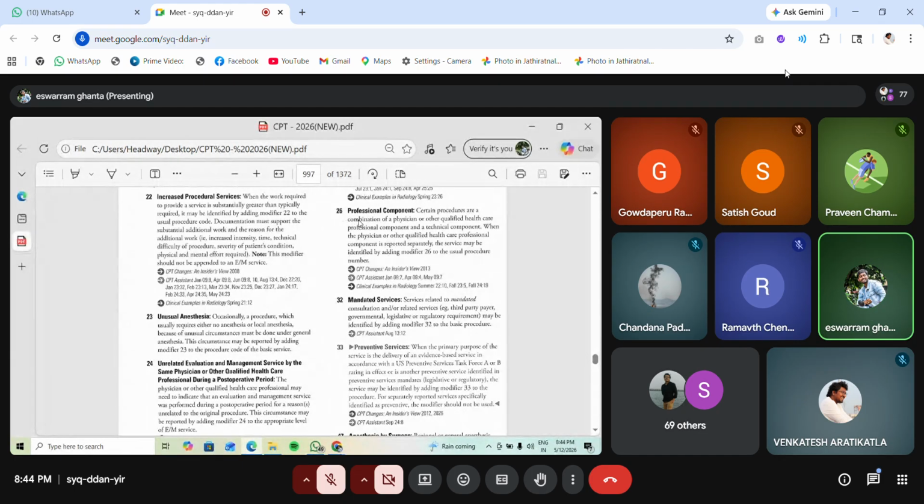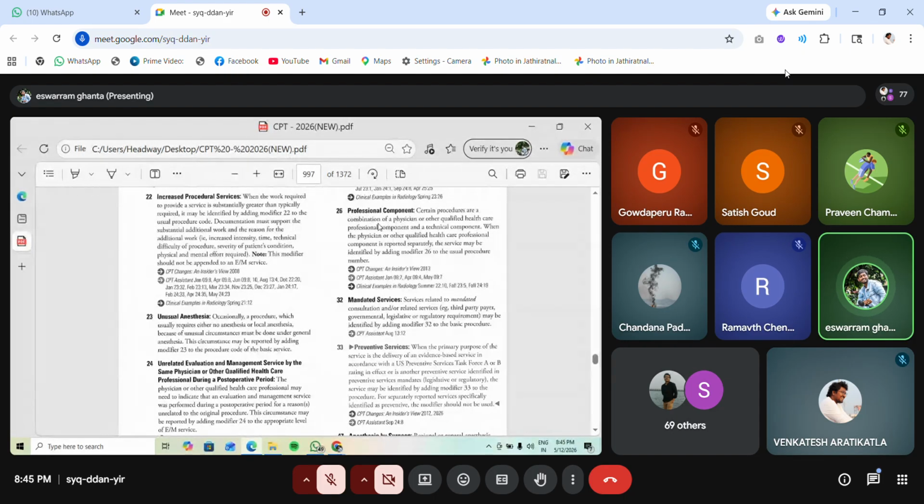Okay, professional component in the sense there are two components. One is the TC modifier. Okay, just remember TC modifier. TC means technical component. There is no specific numerical modifier. TC itself is the modifier.